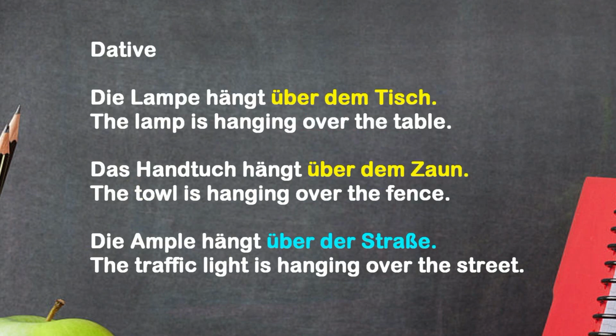Dative case, die Lampe hängt über dem Tisch because there is no change of position. The lamp is hanging over the table. Das Handtuch hängt über dem Zaun. The towel is hanging over the fence. Die Ampel hängt über der Straße. The traffic light is hanging over the street.